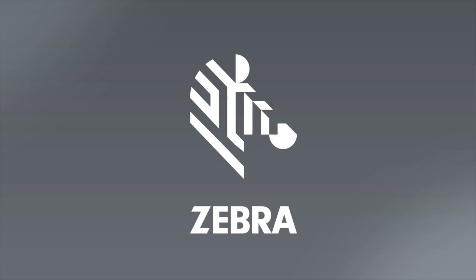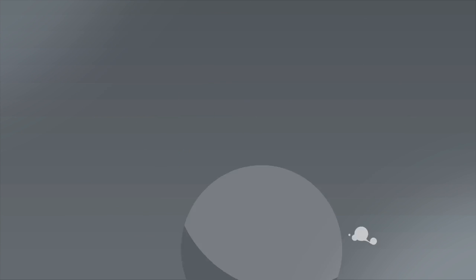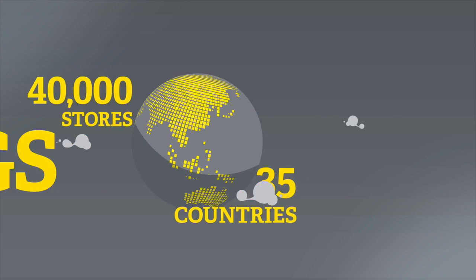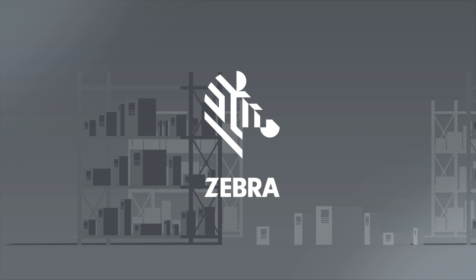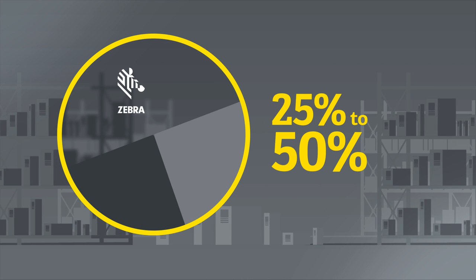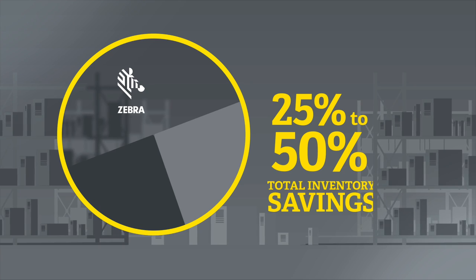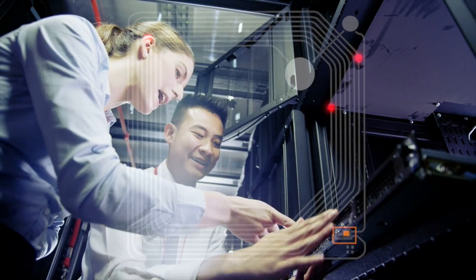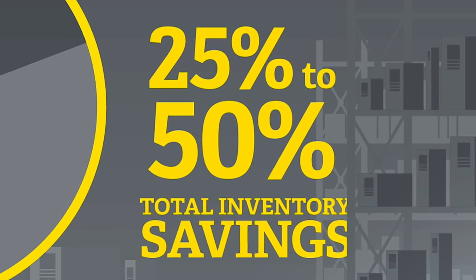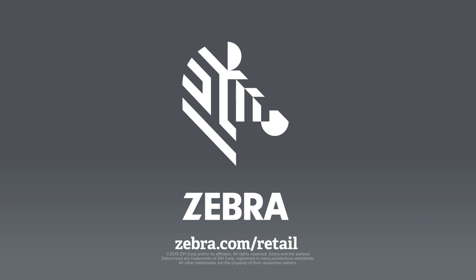Zebra Retail Solutions successfully supported physical inventory and cycle events in nearly 40,000 stores last year in 35 countries, offering significant savings. Zebra Retail Solutions clients can realize 25% to 50% total inventory program savings when compared to outsourced programs. Cutting-edge technology, expanded flexibility, precise reporting, bottom-line cost savings. Capture your path to success with Zebra Retail Solutions.